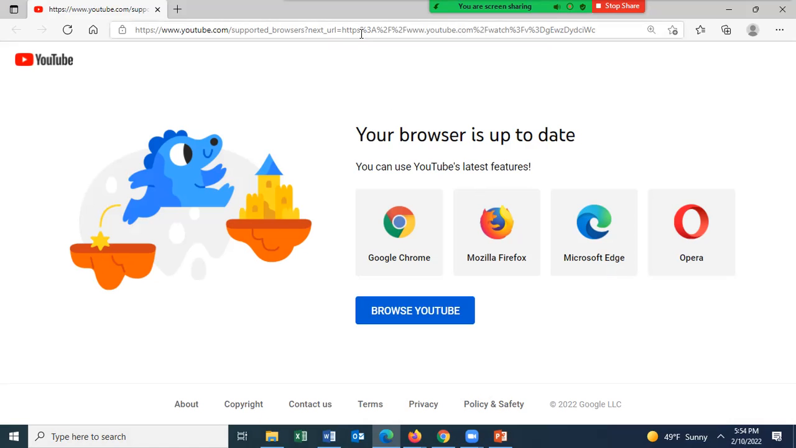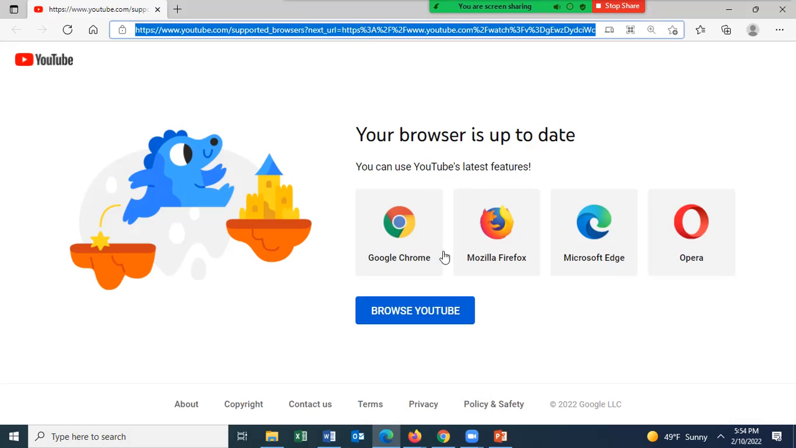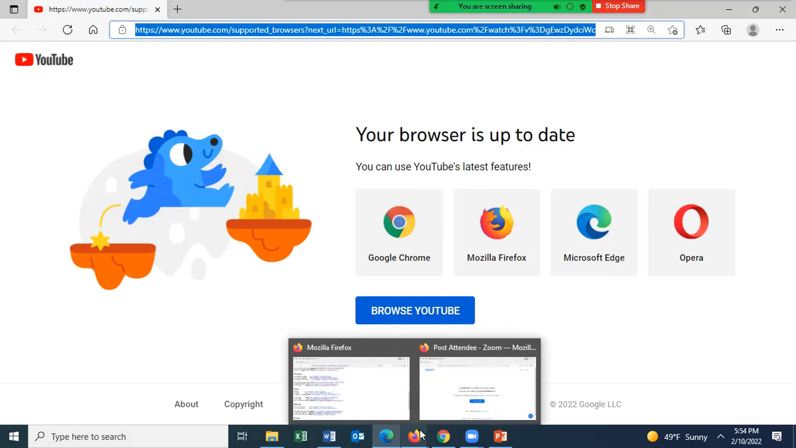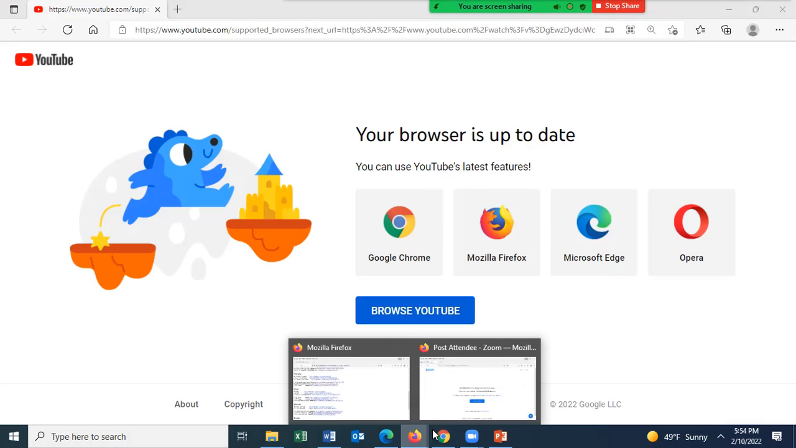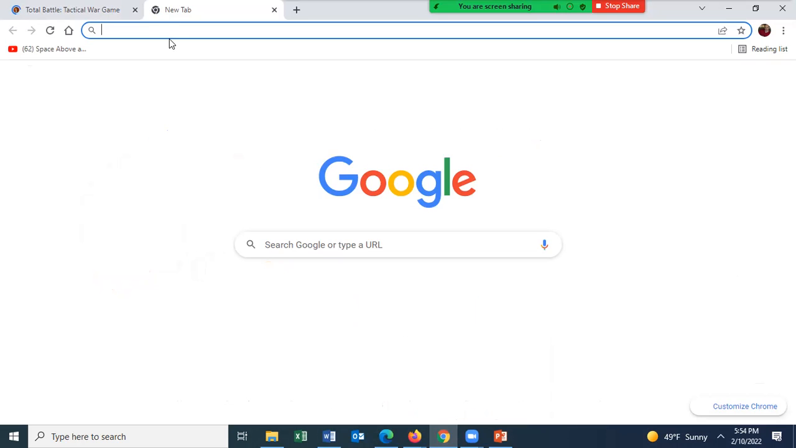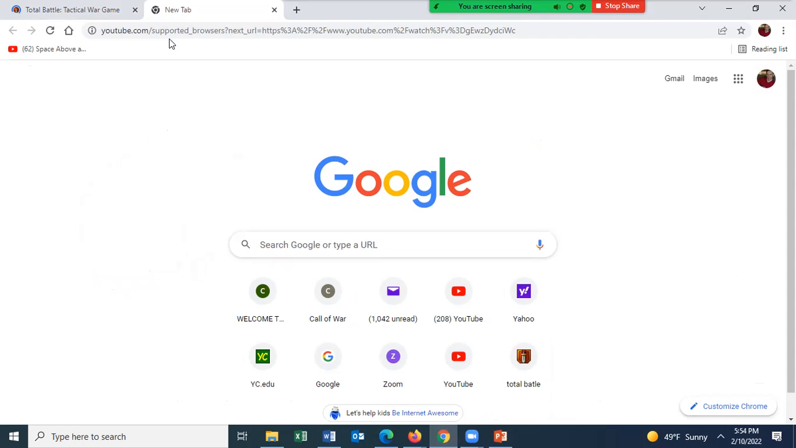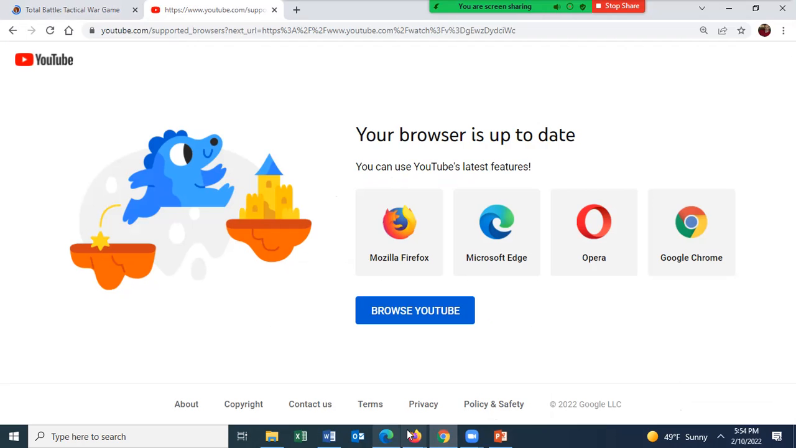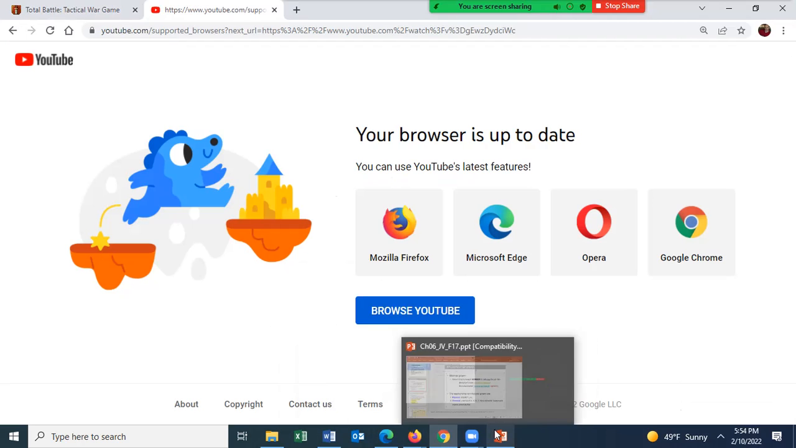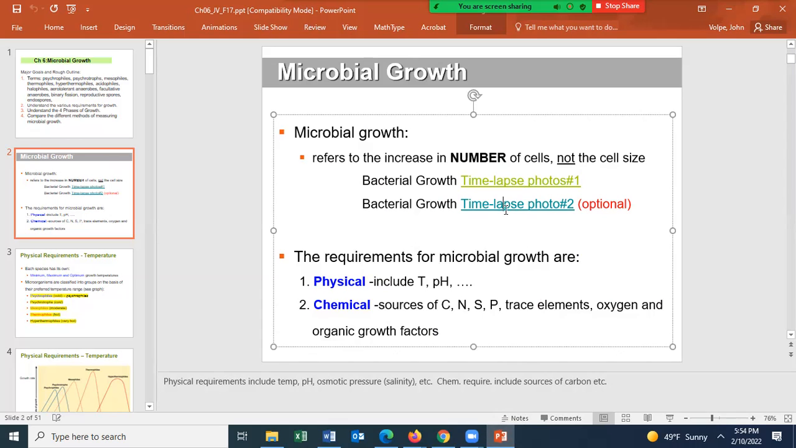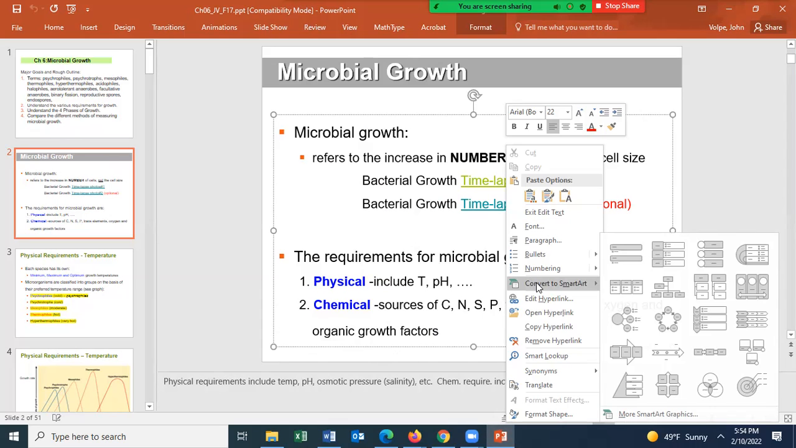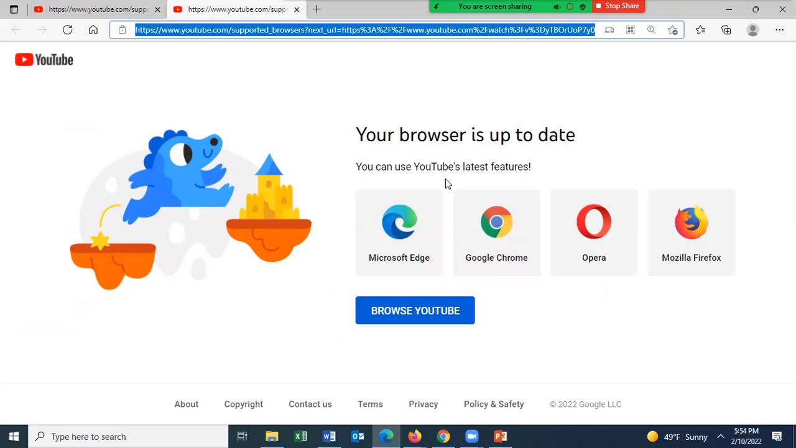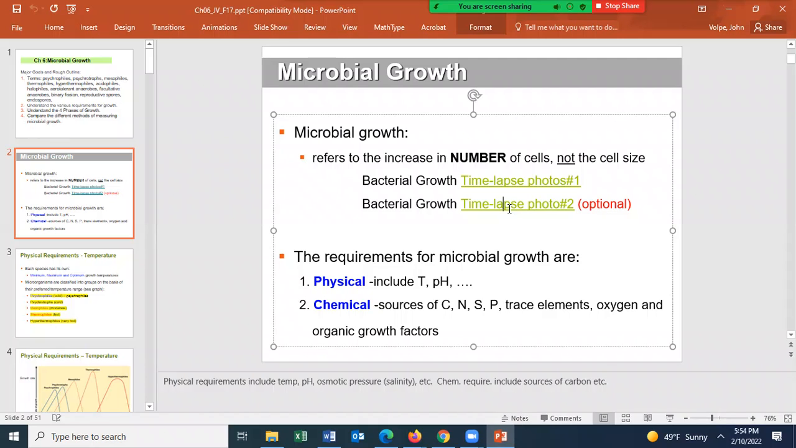This doesn't look like this is going to work. Let me try it in another browser. Is that working? Let me try this one. I don't understand what this even is. Is that the same link I've got here?